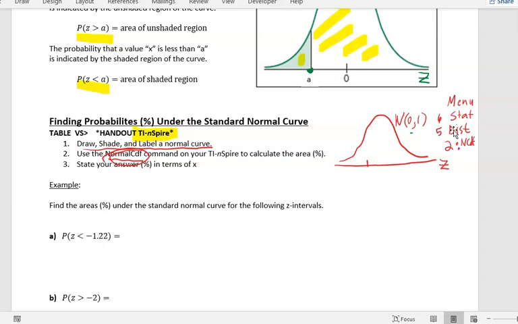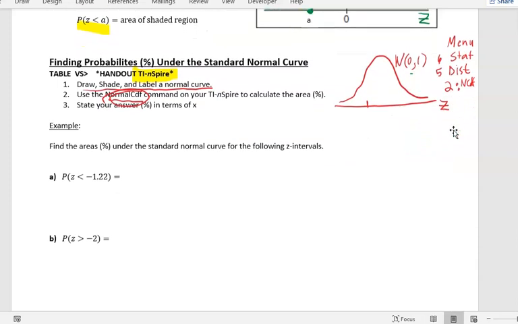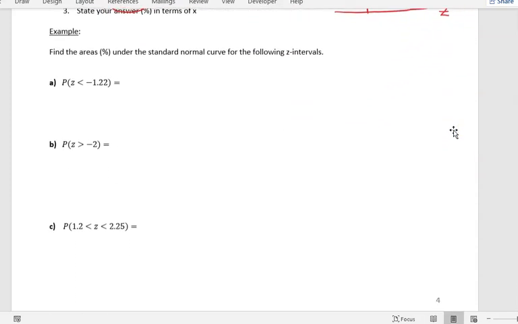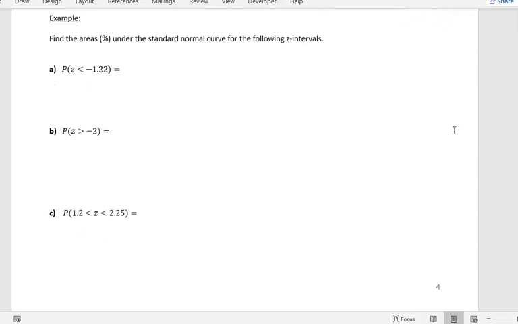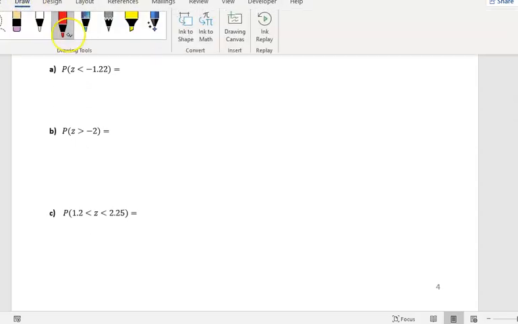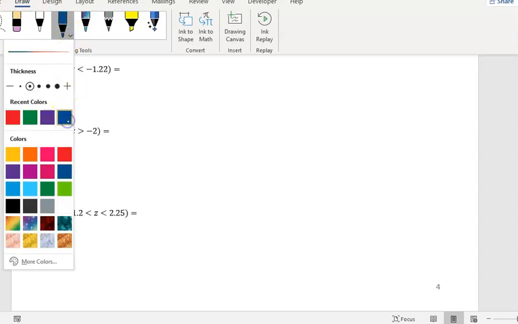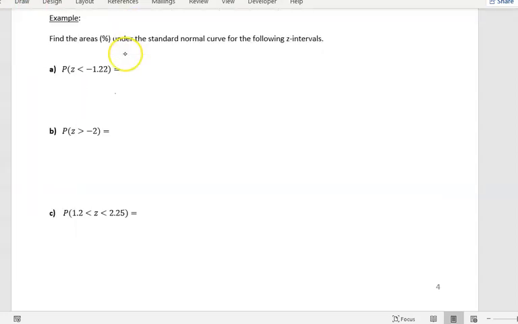Okay, and then I'm going to answer our question. Find the areas under the standard normal curve for the following z intervals. I'm going to switch my pen here to blue. The first question says, what is the probability, or what proportion of the curve, is less than z equals negative 1.22? So I'm going to come over here and I'm going to draw this picture.